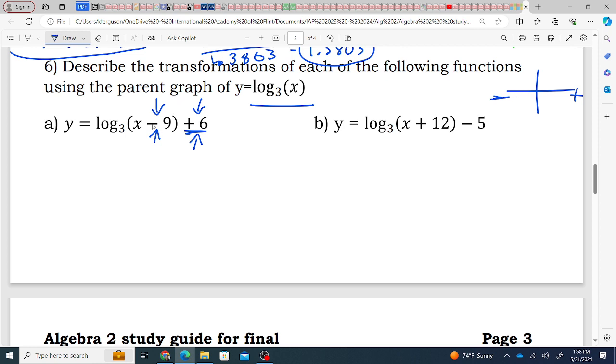So inside the parentheses, that x minus 9 tells me that I'm going to go 9 units to the right. Now, the number on the outside of the parentheses, that's adjusting my y-axis. So that's either going up or down. And there's no crazy restrictions on that. So if it's positive, it's going up. If it's negative, it's going down. So then that's 6 units up.